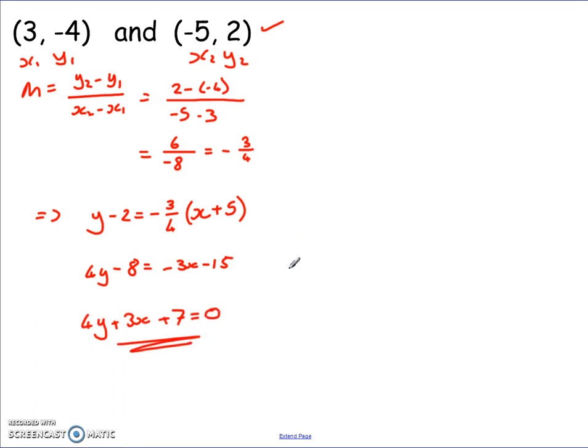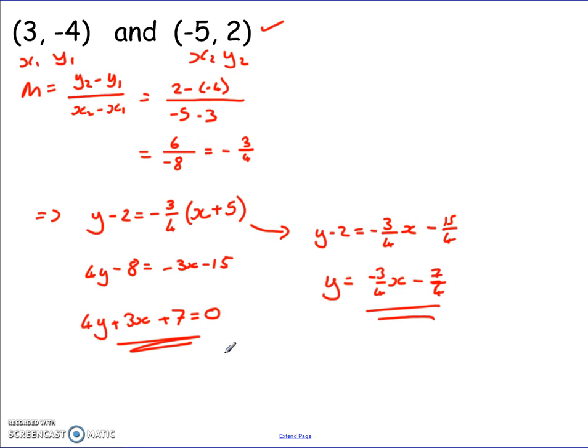Again, I could have had it in the y equals mx plus c form if I really wanted to at this point. So I could have had it as y minus 2 equals negative 3 quarters x, take away 15 over 4, shift the 2 across, and I get y equals negative 3 over 4 x. It's then minus 15 over 4 plus 2, so it's minus 15 over 4 plus 8 over 4 gives me minus 7 over 4. So I could have had it in that version as well. Either's fine. Again, general equation of a straight line, this is the one we'd really be looking for.